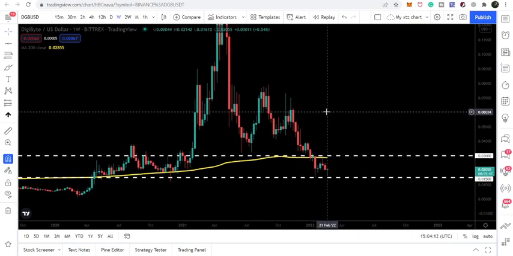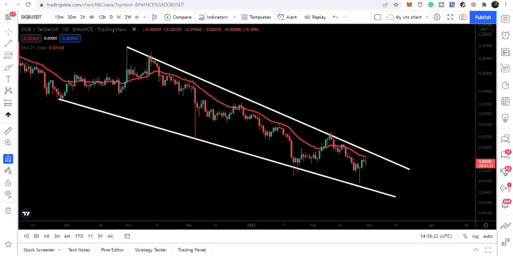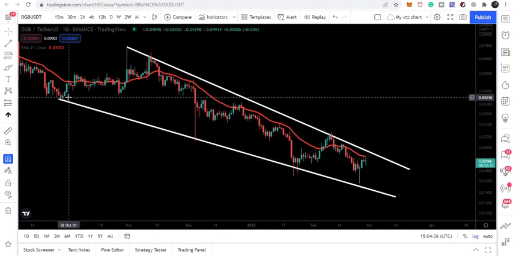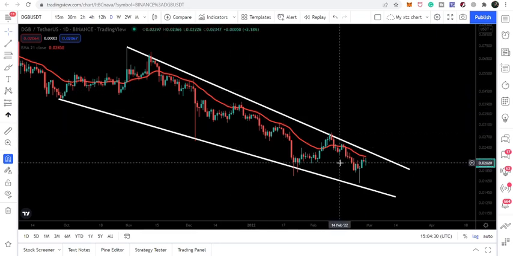Now if we switch to the daily time frame chart from here, then here DigiByte has formed a very long-term falling wedge pattern. Since October 2022, it is moving inside this falling wedge pattern. Sorry, this is October 2021, and up till now it is moving in this falling wedge pattern.